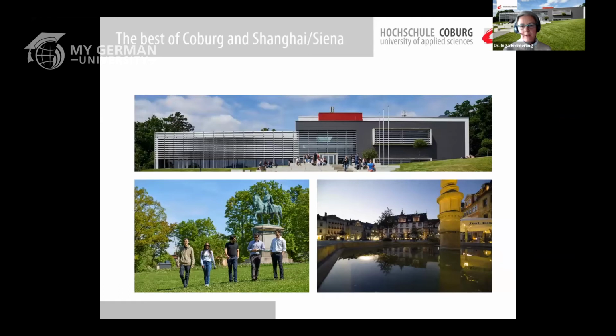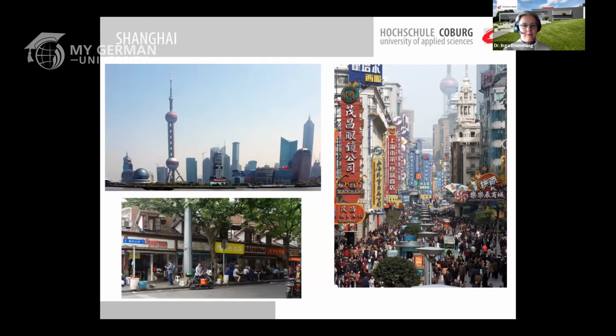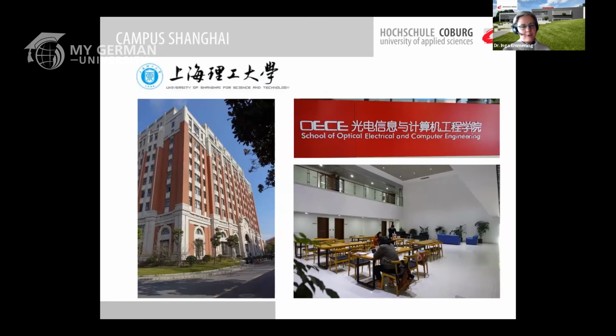In our program, you will get the best of very different cities like Coburg, and if possible, Shanghai, which is a very lively and very modern, very crowded city in comparison with Coburg, but students always enjoy their stay in Shanghai. In Shanghai, we work together with the University of Shanghai for Science and Technology, and within this university with the School of Optical, Electrical and Computer Engineering. This school hosts an academician of optics from the Chinese Academy of Sciences, and it has the National Optics Lab. So in Shanghai, optics is very well represented, only at the moment not available due to Corona.